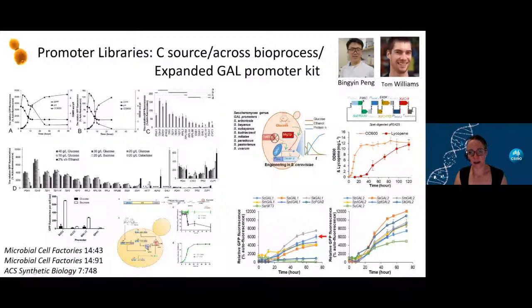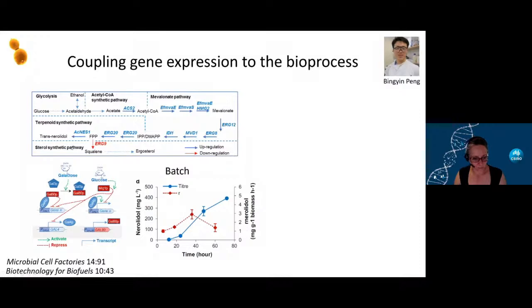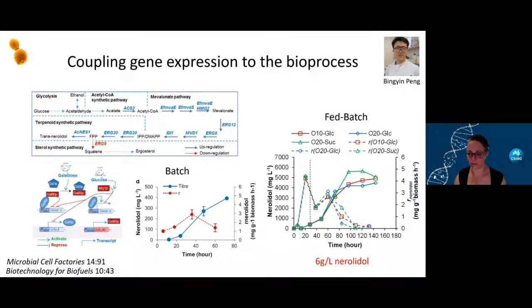And combining different types of promoters and different systems in this pathway engineering, Bingham was able to actually get 400 milligrams per litre of nerolidol in a batch culture and then 6 grams per litre in a fed batch culture. And this is really impressive. This is industrial levels of production.